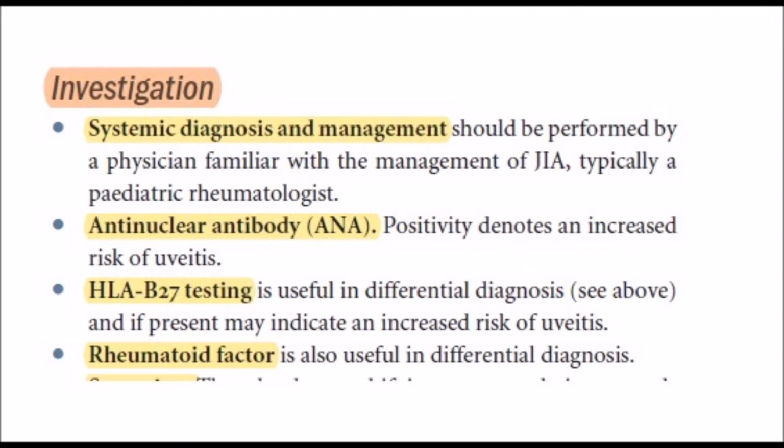Anti-nuclear antibody positivity denotes an increased risk of uveitis. HLA-B27 testing is useful in differential diagnosis and if present may indicate an increased risk of uveitis. Rheumatoid factor is also useful in differential diagnosis.